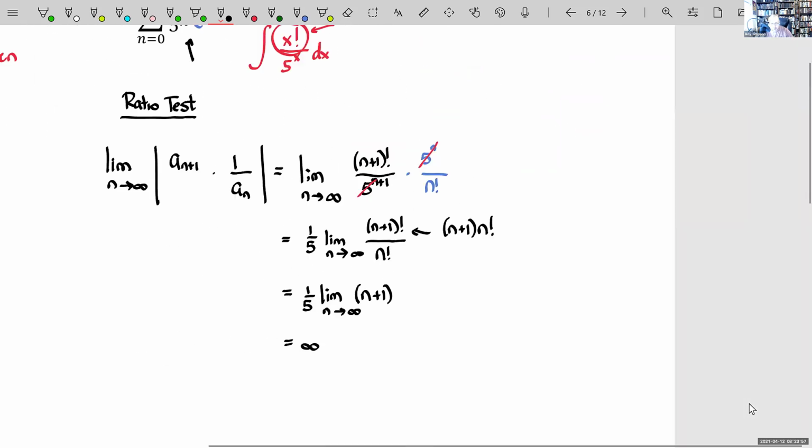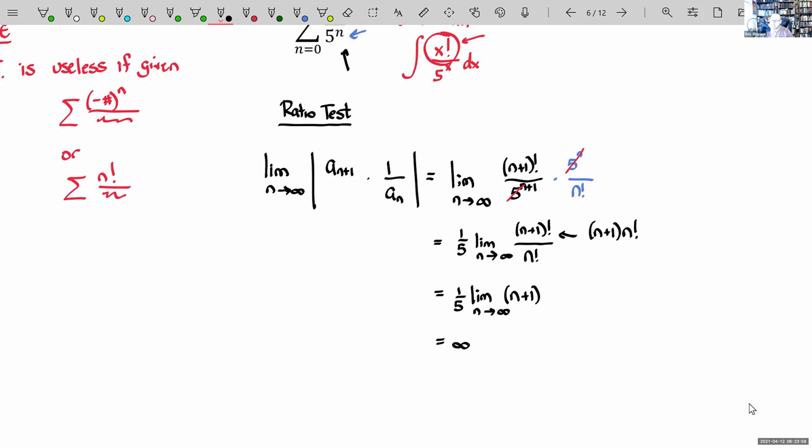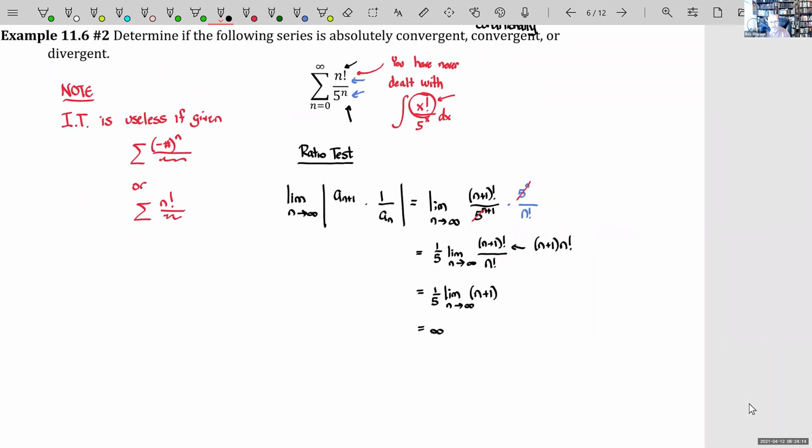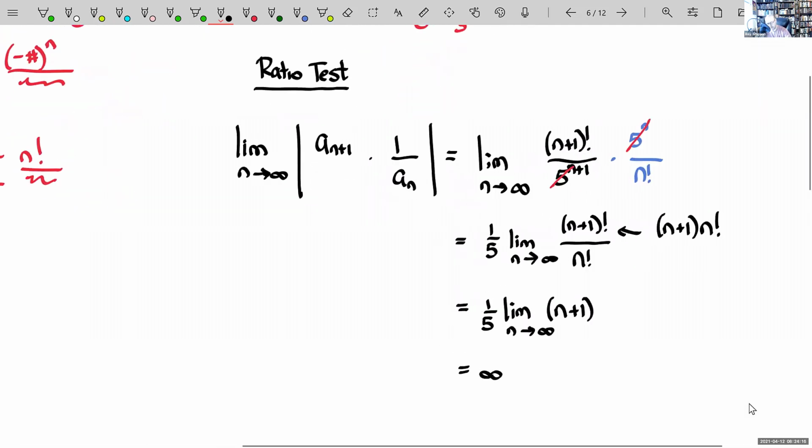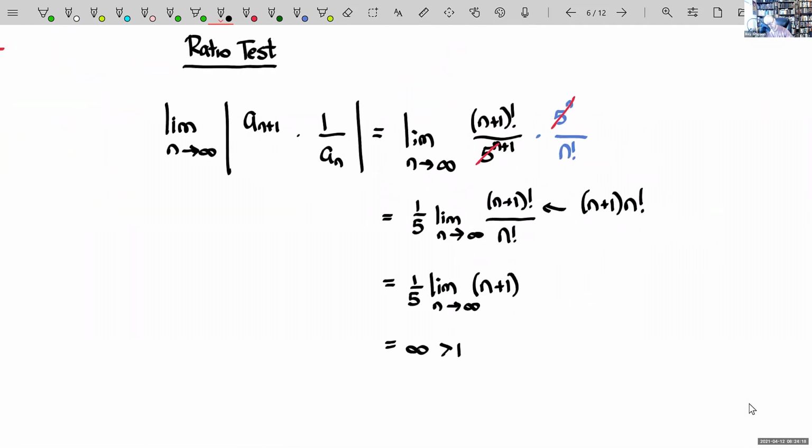Now remember, what we're basically saying here is that as time goes on, the next term in line is infinitely larger than the current term. This thing blows up quickly, in fact. So this is greater than 1. This tells me that the original series diverges by the ratio test.